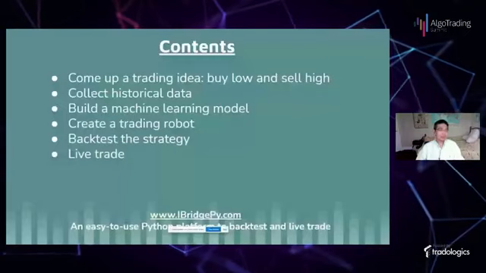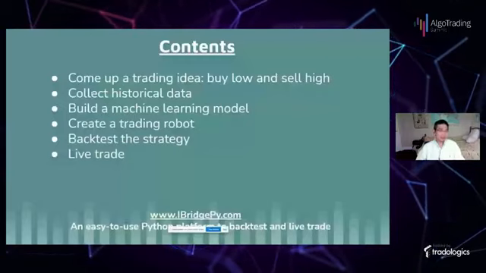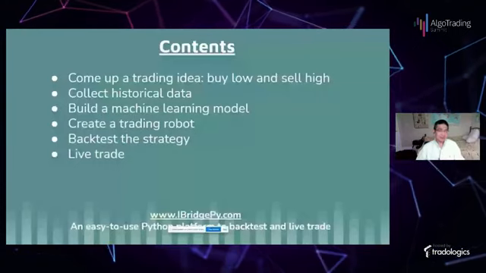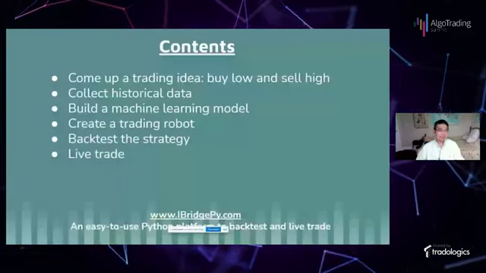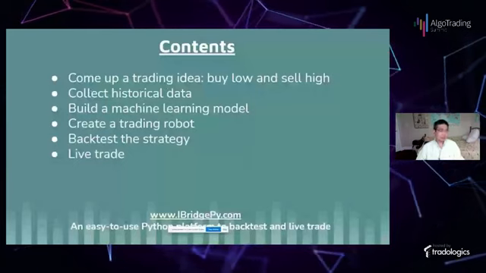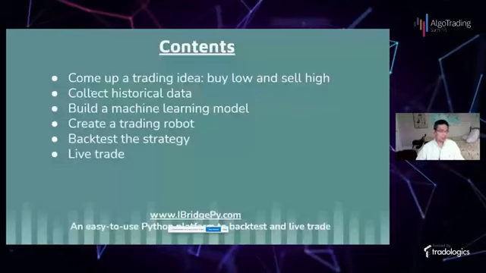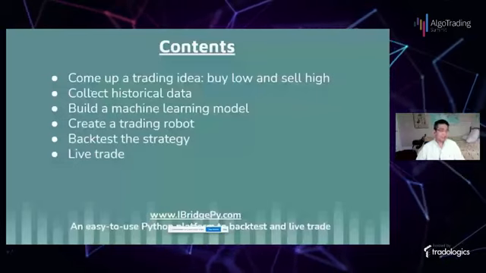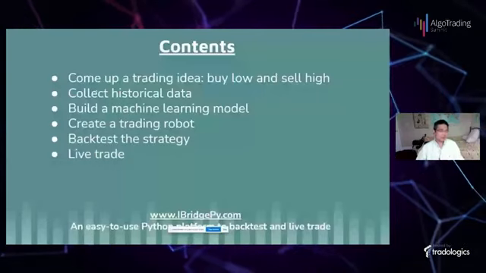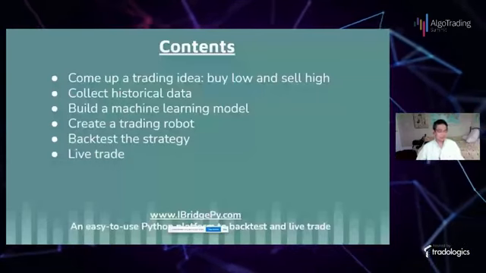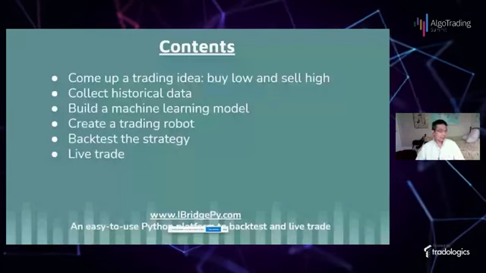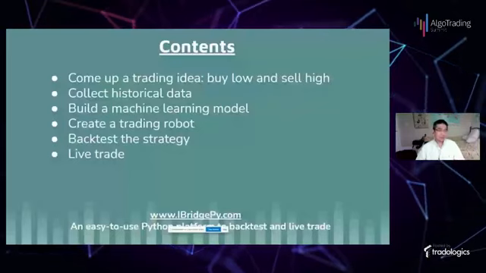First, we need to come up with a trading idea. I will use Jupyter Notebook to talk about a strategy that I call buy low and sell high. Then I will collect historical data using the yfinance package, which was developed by Ren actually. And then I will use the historical data to build a very simple machine learning model, which is a linear regression. After that, we can either prove or disprove the trading idea.